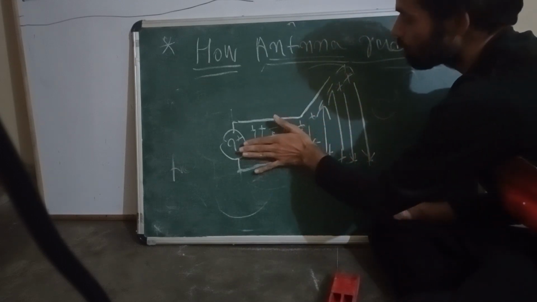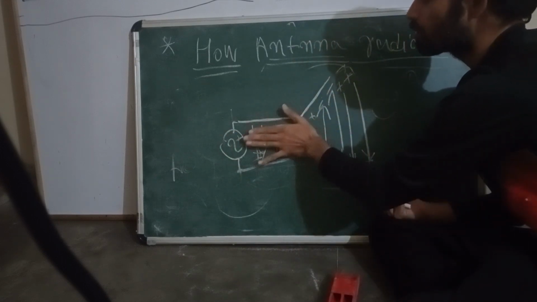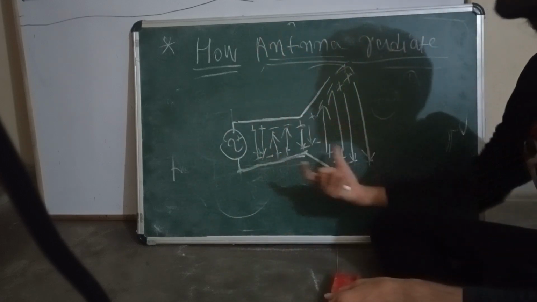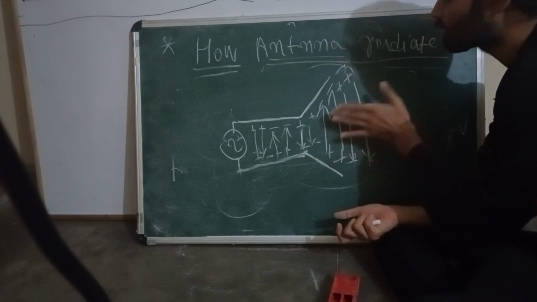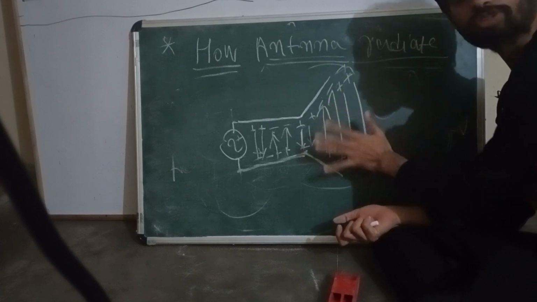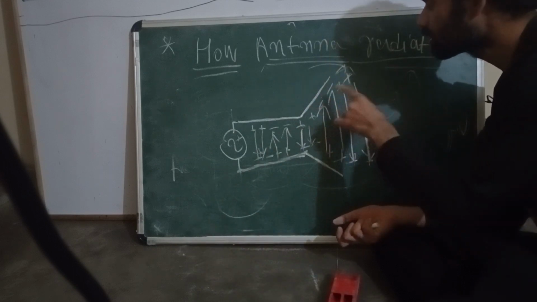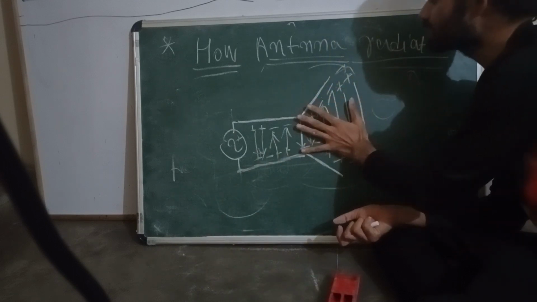But there is no generation here. Why? Because the electric field is cancelling within this conductor itself. But there is no cancellation here. Why? Because the difference is not zero. The difference of the electric field in opposite direction is not zero. So that's why it is able to radiate.